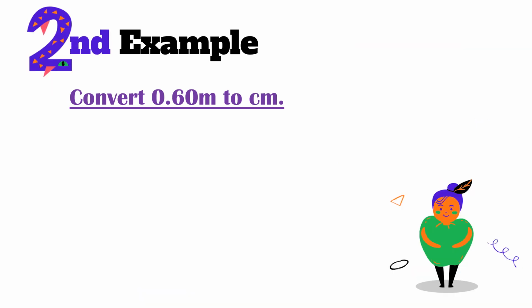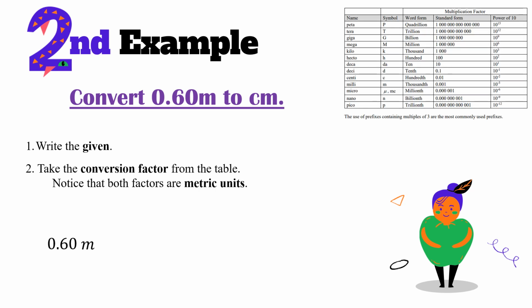For the second example, convert 0.60 meters to centimeters. So you go through the same process. First, you write the given, so that's 0.60 meters. And then you take the conversion factor from the table. Notice that both factors are metric units. So you have meters to centimeters.